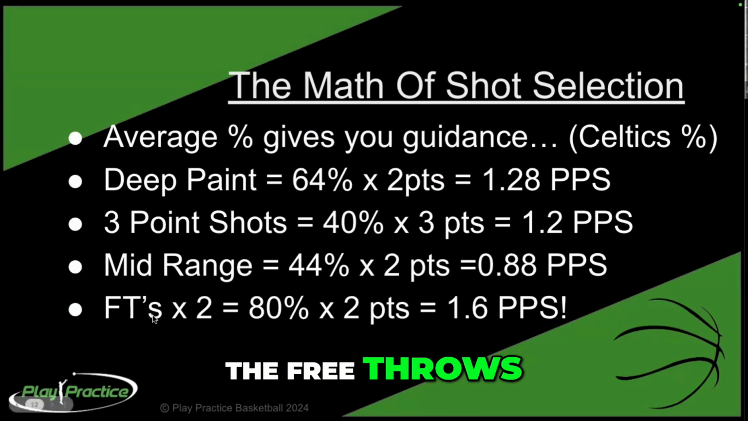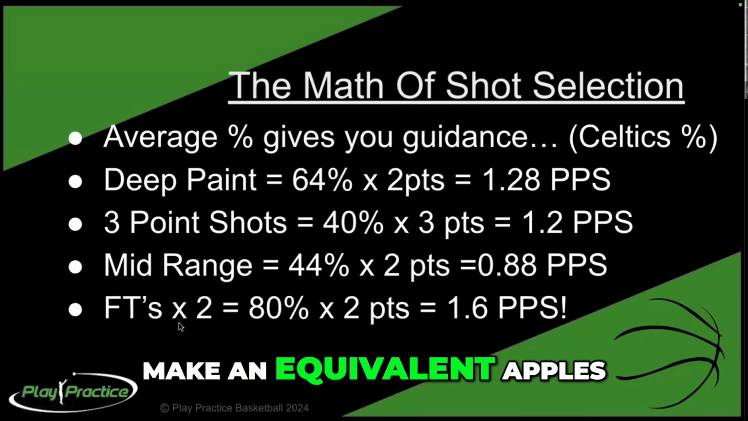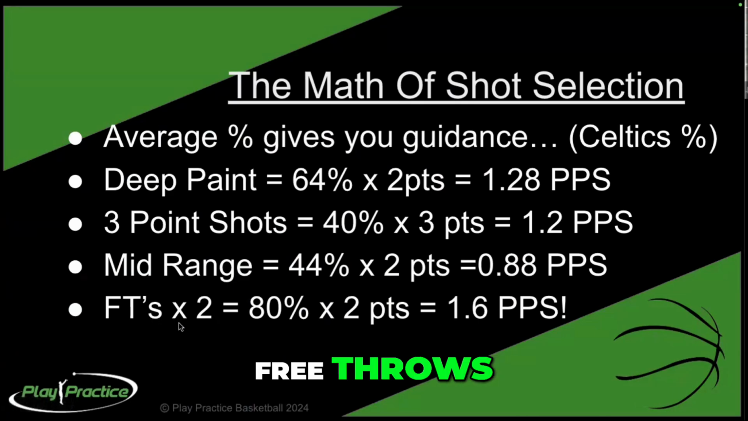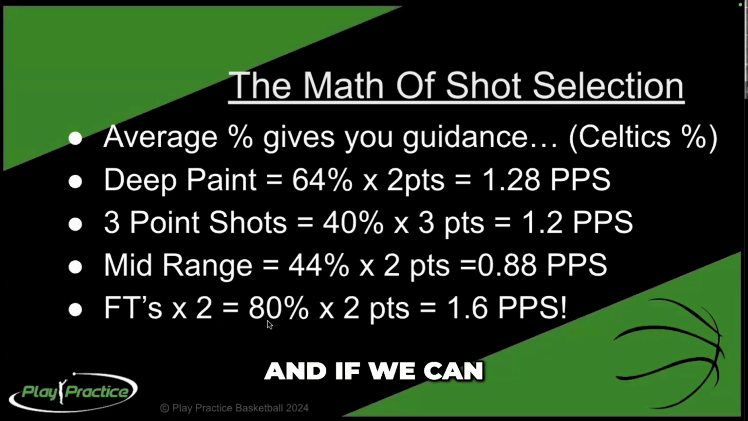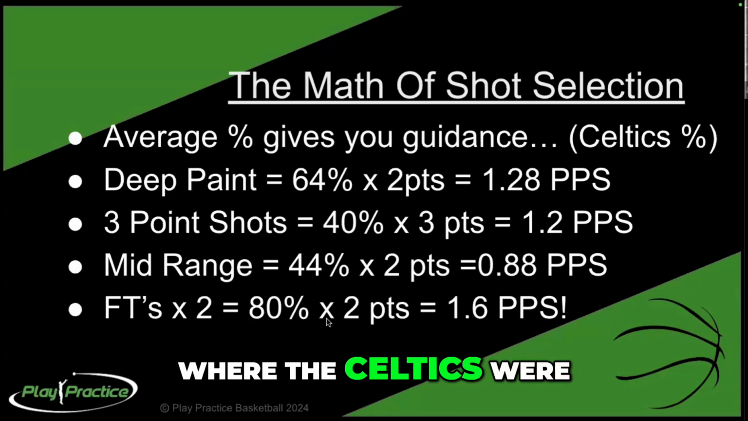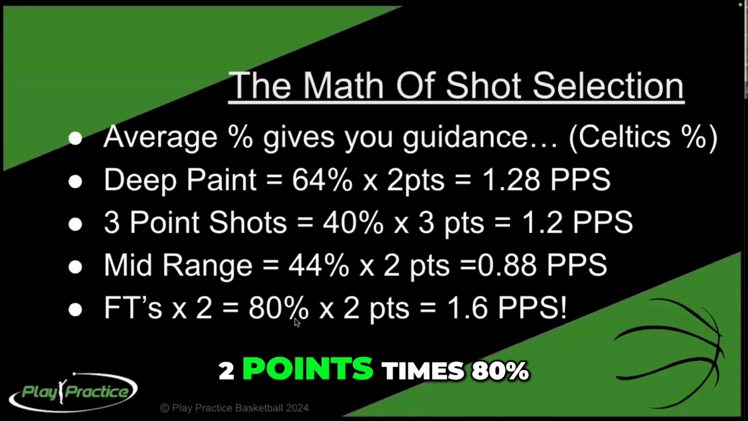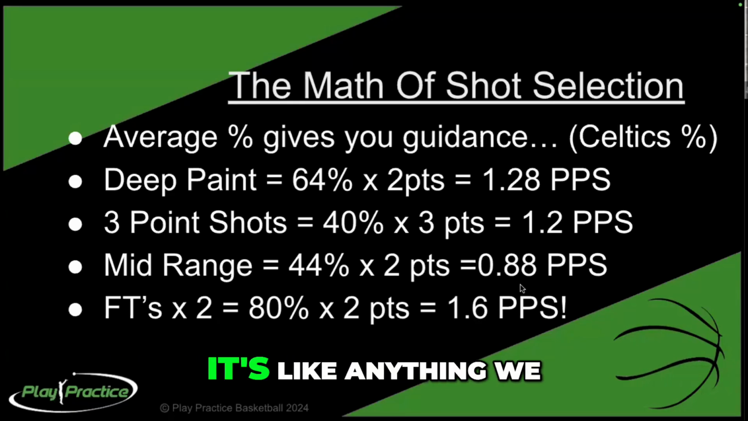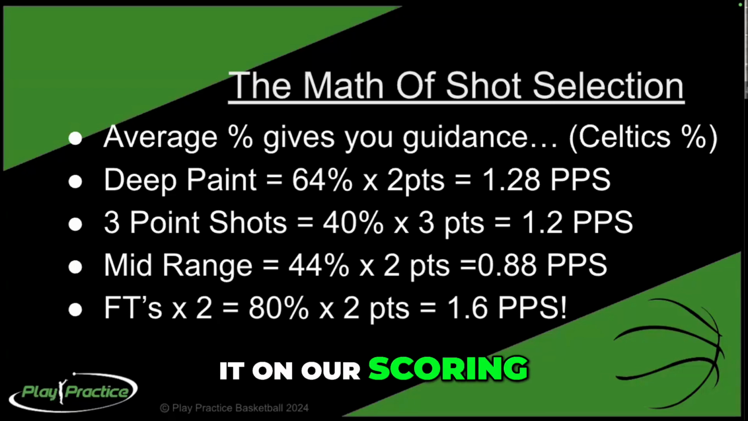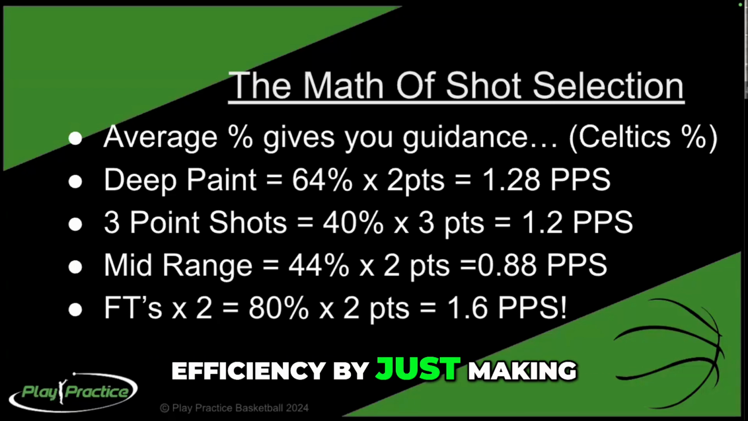And then back to the free throws. If we're trying to make an equivalent apples to apples comparison of free throws, we're going to do it with two free throws. So we compare it to an average 2 point shot, right? And if we can make 80%, which is kind of where the Celtics were in that season, 2 points times 80%, we get two tries at it, makes it 1.6. So this is again where free throws win games, mathematically proven out. Anything we can get above 50% means we are killing it on our scoring efficiency by just making free throws.